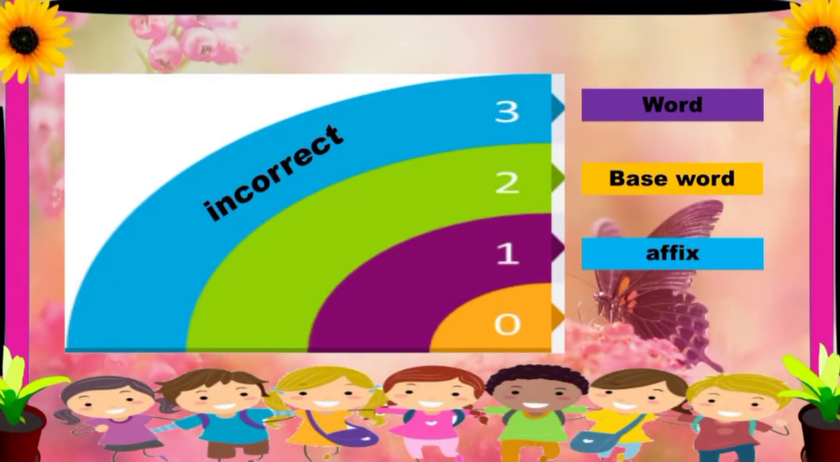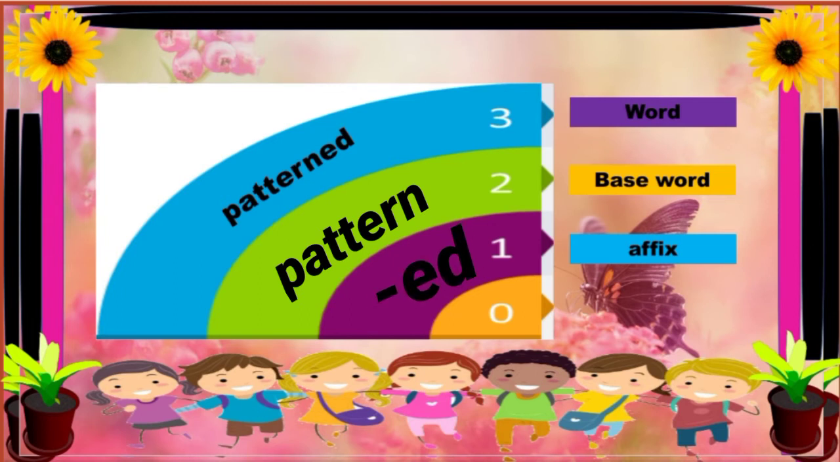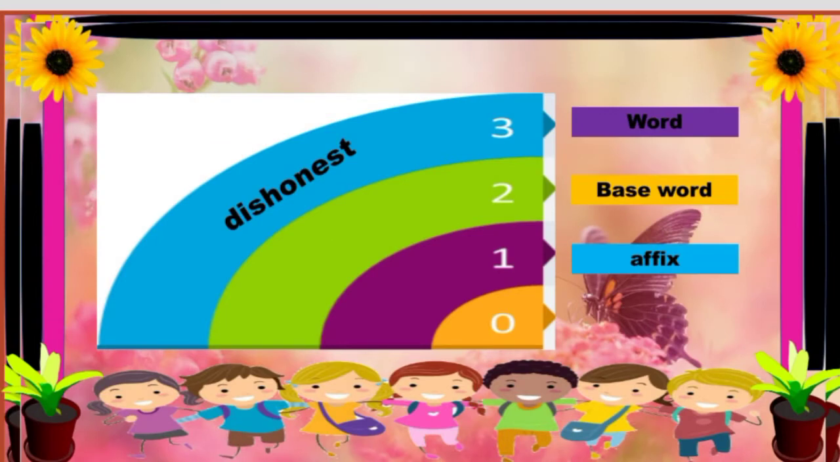The word is incorrect. Base word, correct. Affix used, in. Next word is patterned. Base word, pattern. Affix used, ed. Another example is jobless. Base word, job. Affix used, less. Another word is dishonest. Base word, honest. Affix used, dis.